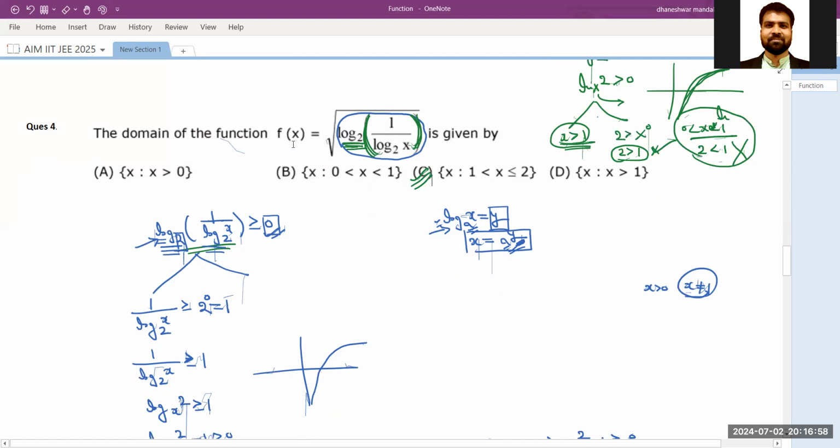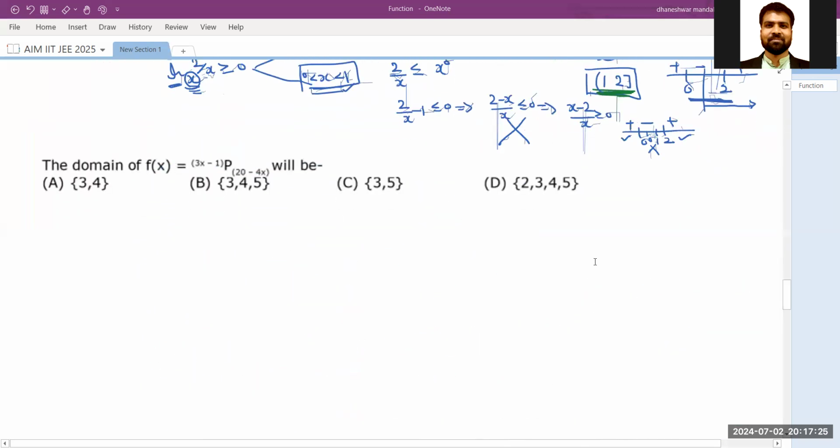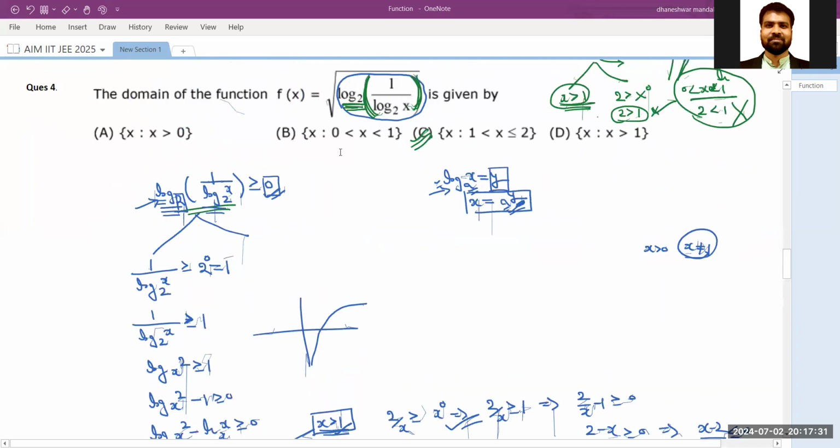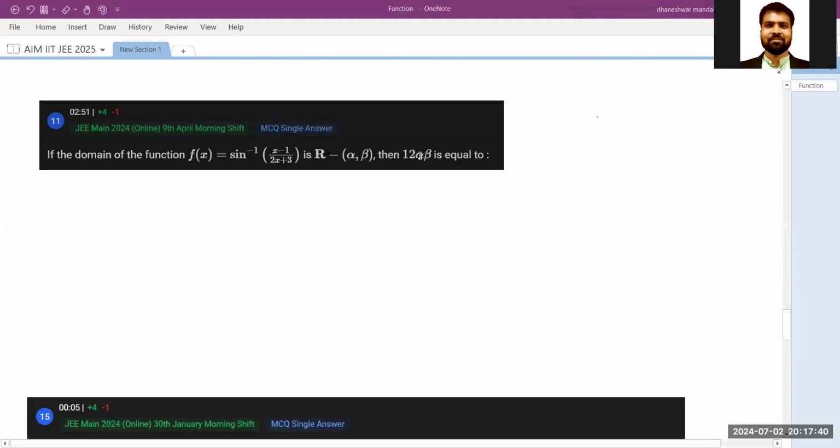So in domain, you have to find multiple steps because root is there, log is there. So I have to apply the condition for root first, then I have to apply the condition of log. If you are familiar with the log terms, then you can solve the question of domain from the log portion. If you are not familiar with the log, then please ignore this question. Okay. So are you familiar with all these things? Everyone? Now we are going to take some questions from the PYQ. Okay. So let's take this question.